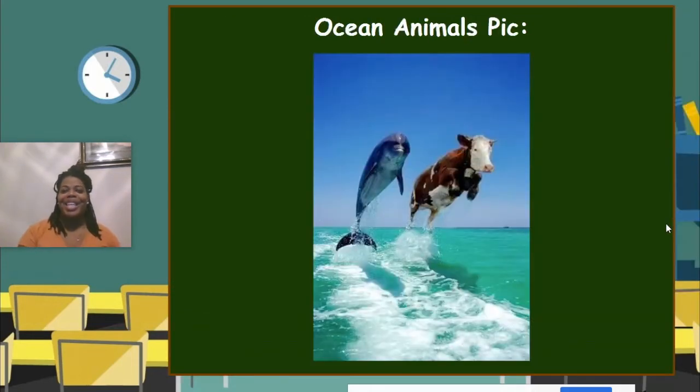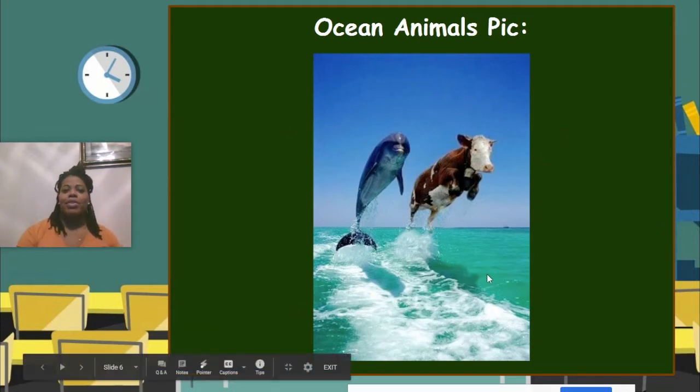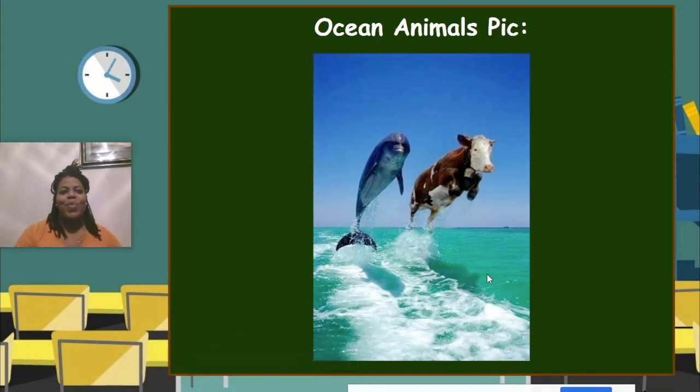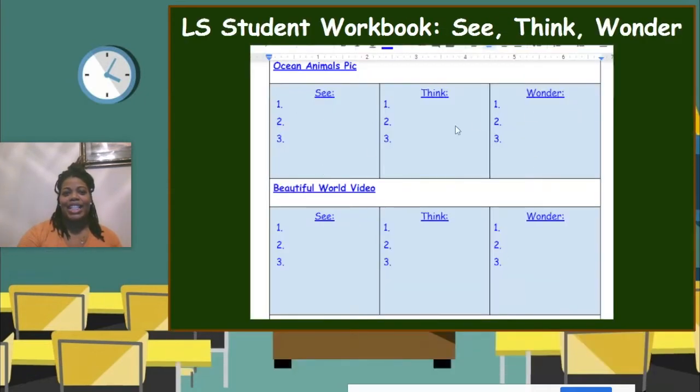So let's take a peek at that. All right, so this is the image. You can see a beautiful picture of the ocean and you see some animals. So think about it, jot down what you see, what you think about this, and what this picture makes you wonder. And you should be placing that into the chart here under the ocean animals pictures.